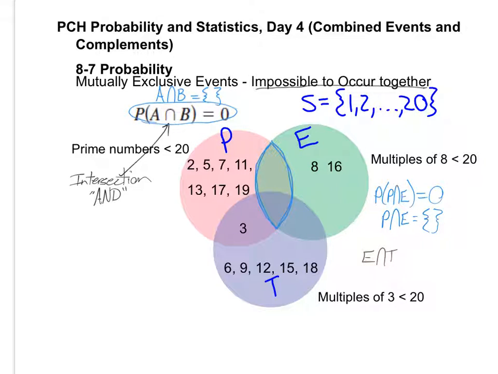The intersection here is empty. There's nothing in there. So we would say that's the empty set. And the probability of picking a random number that is in that intersection is 0. So again, these are pairs of mutually exclusive events.